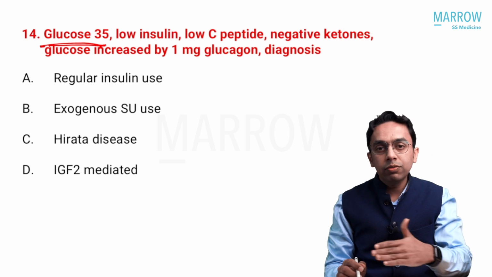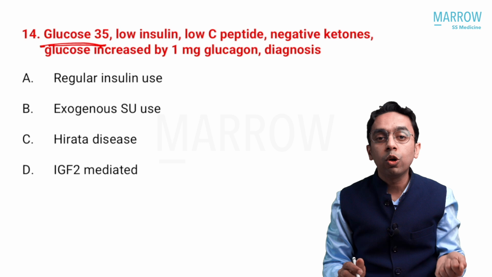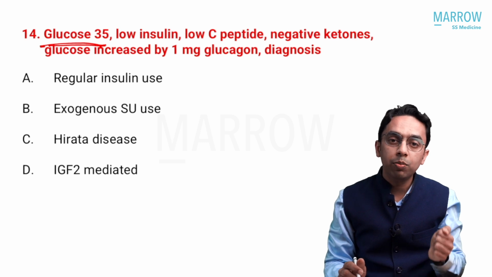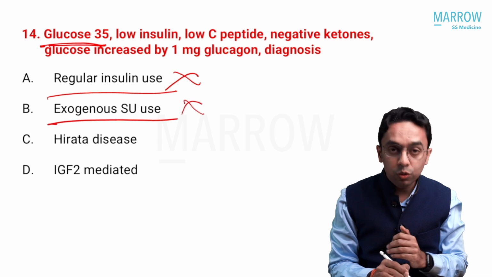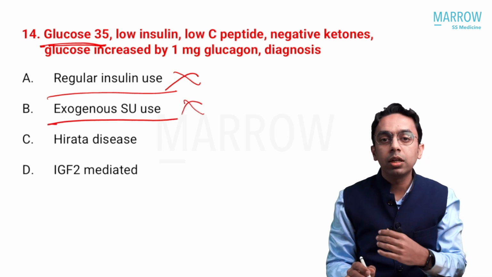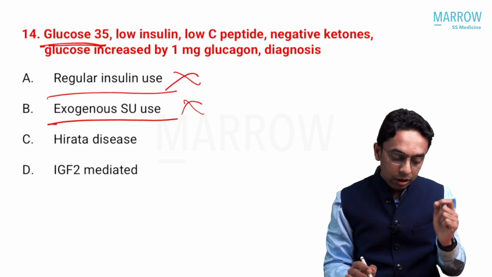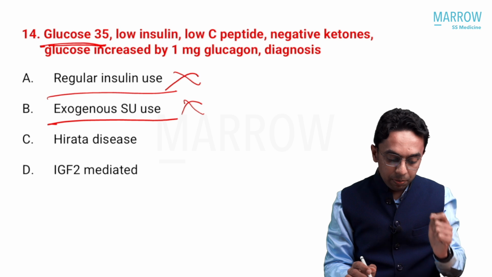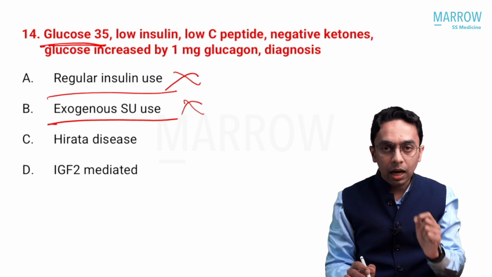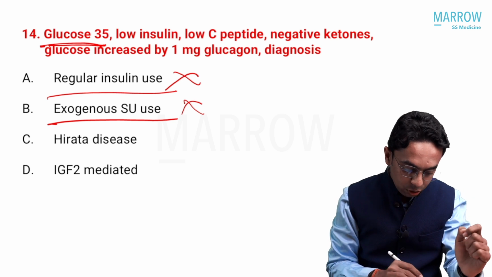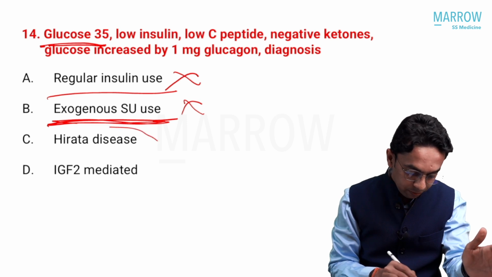Even if you don't see further, you can just mark by this only, because now we have non-insulin dependent hypoglycemia. So regular insulin use is ruled out. Sulfonylurea will act on the sulfonyl receptor and will secrete insulin from the pancreas. So this would again be a C-peptide high with an insulin high. It would be an insulin dependent hypoglycemia. So exogenous use of sulfonylurea is ruled out.